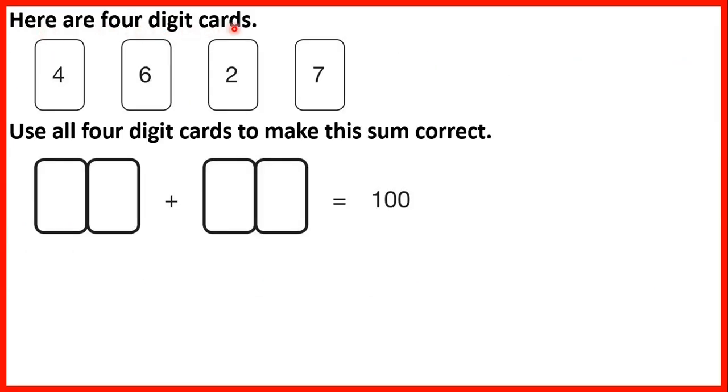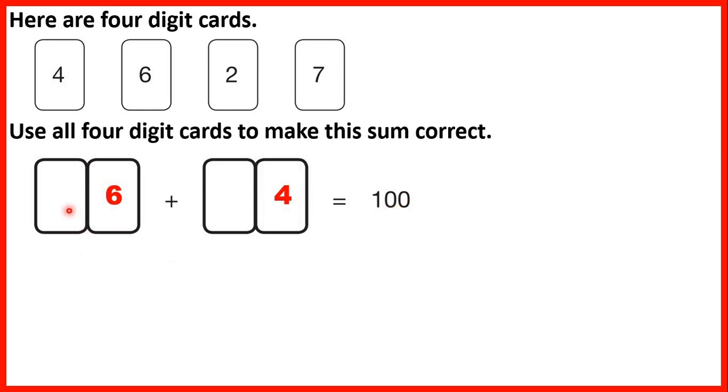Here are 4 digit cards. We have 4, 6, 2 and 7. Use all 4 digit cards to make this sum correct. So we need to find numbers that give a total of 100. We can start by thinking what our ones digits could be. And our ones digits will need to give a total of 10. The total of our ones digits needs to be 10 because that will give us 0 as the ones digit of our answer. So we can have 6 and 4 as our ones digits because 6 plus 4 is 10. So that will give a number that ends in a 0.